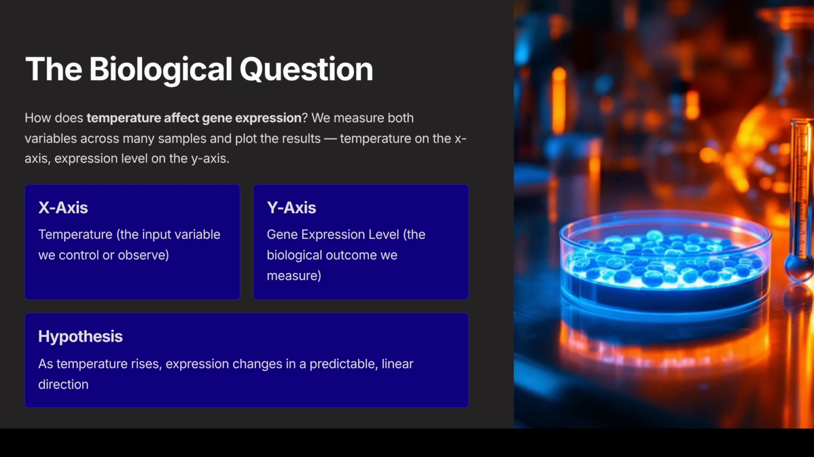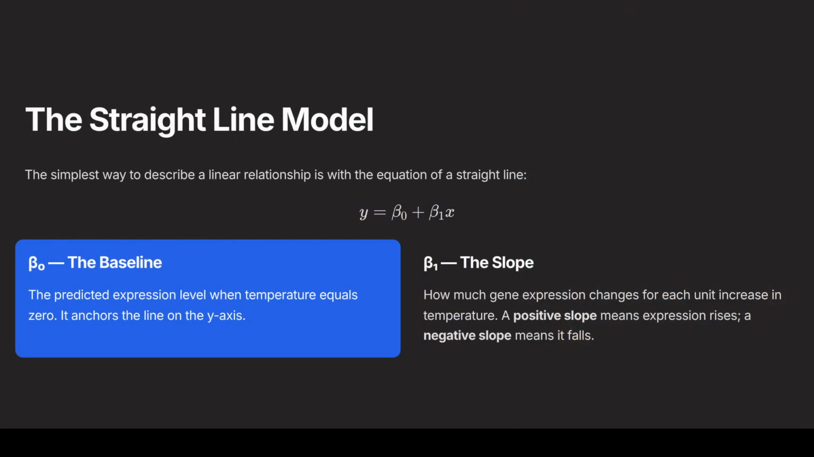Temperature is on the x axis and gene expression is on the y axis. We might suspect that as temperature increases, expression increases as well. The simplest model that describes this relationship is a straight line. A straight line can be written as baseline plus slope times the input variable.